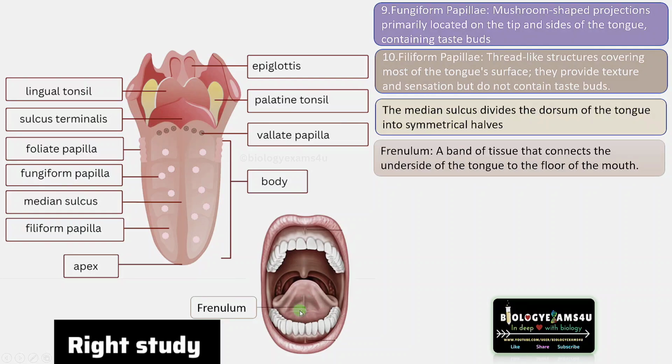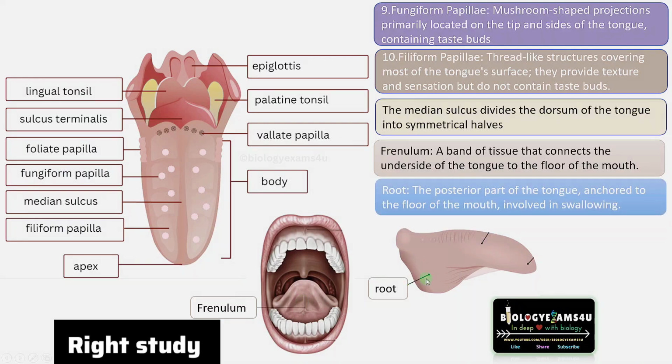And the next structure is called the root. Root is the posterior part of the tongue, or the area of the tongue posterior to the sulcus terminalis that is anchored to the floor of the mouth and is involved in swallowing. So these are the major structures of the tongue.